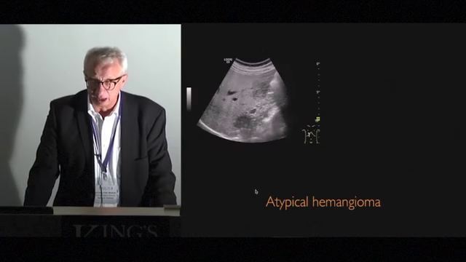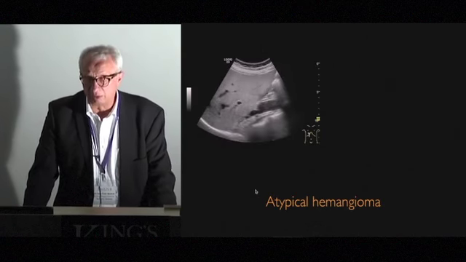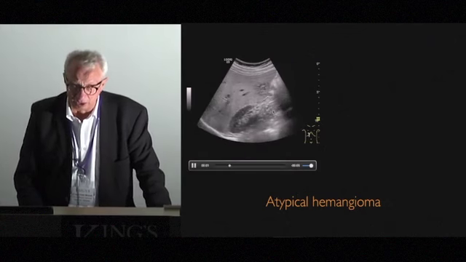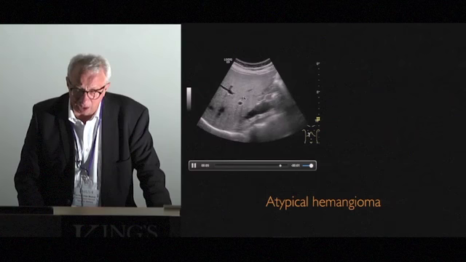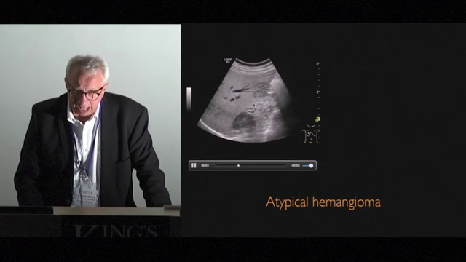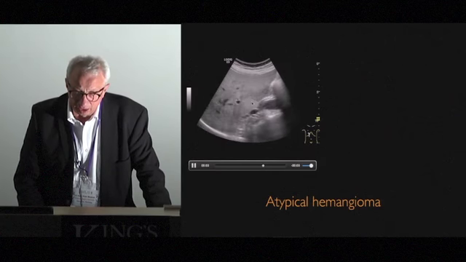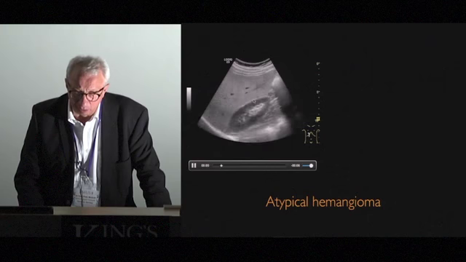Okay, this is another lesion in segment 5. What is special about it is here's a lesion, and then you can see a wedge-shaped hypoechoic area developing here along the portal venous tract.